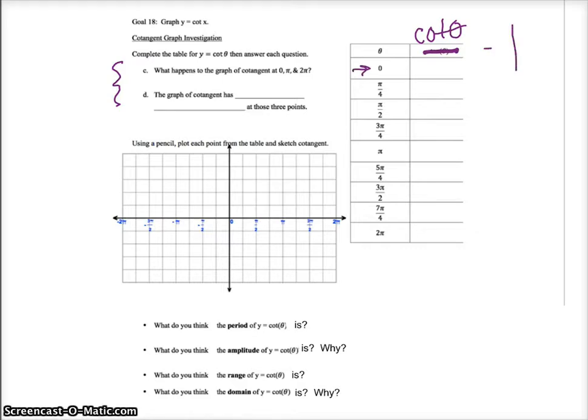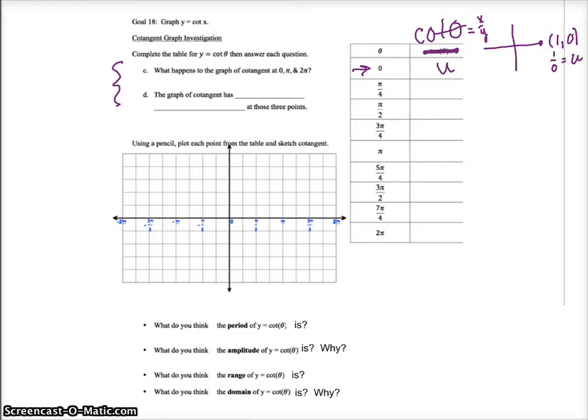So if you think about the unit circle, 0 radians is on the positive x-axis, and the ordered pair there is (1, 0). We know that tangent is equivalent to y over x, so cotangent, which is the reciprocal of tangent, should be equivalent to x divided by y. And so the cotangent of 0 radians should be equivalent to 1 divided by 0, which is undefined.